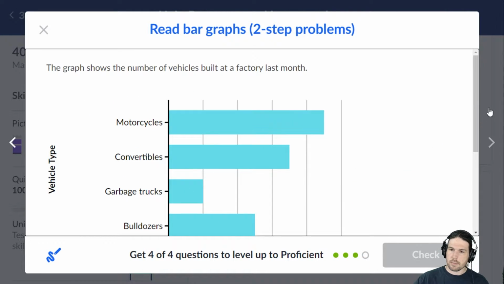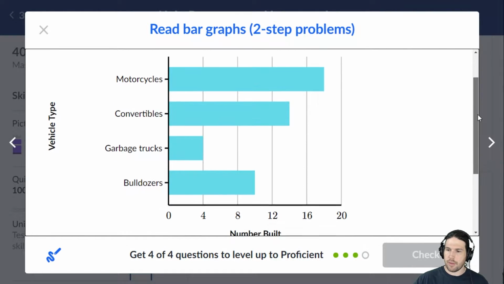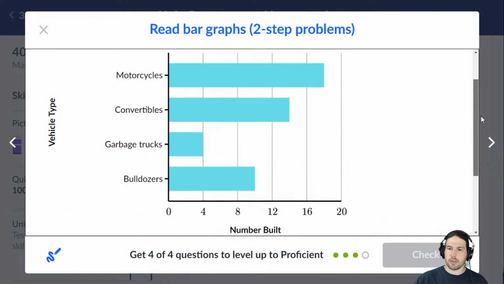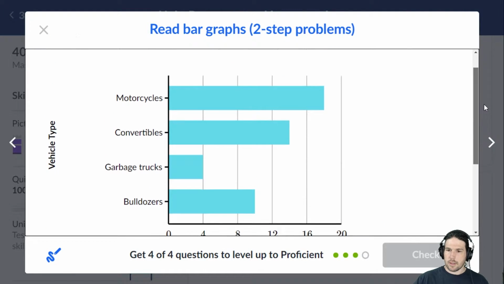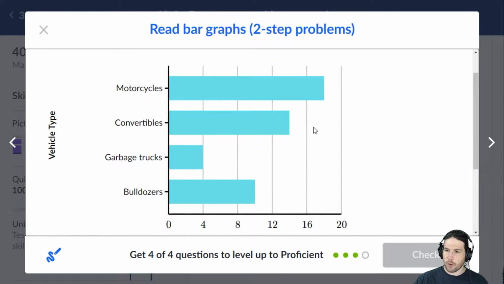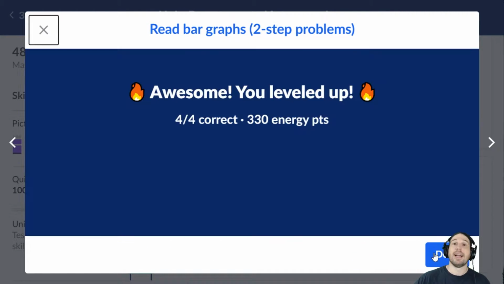Moving on. The graph shows the number of vehicles built at the factory last month. How many fewer bulldozers than garbage trucks and motorcycles combined? Well, let's see. Garbage trucks and motorcycles combined looks like it is 4 and 18, so that's 22. Minus, it looks like 10 bulldozers is 12 fewer. I think I did that right. I did do that right. Excellent.